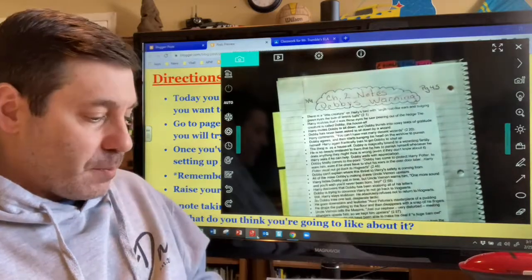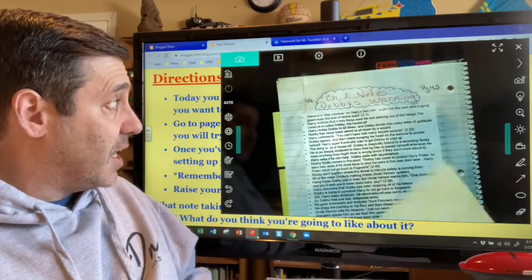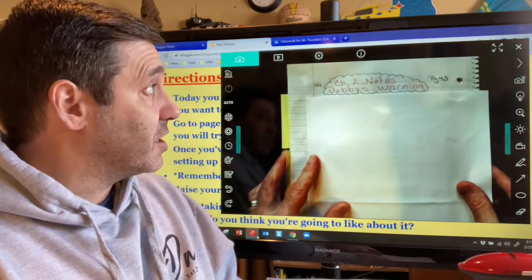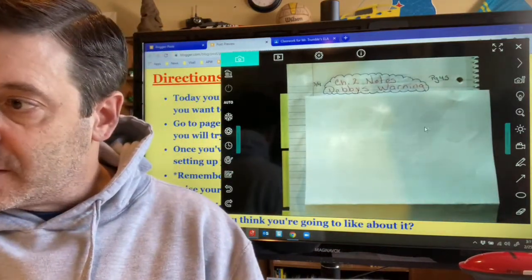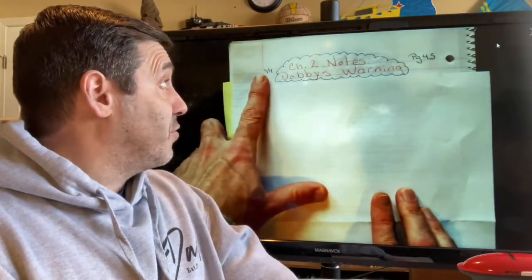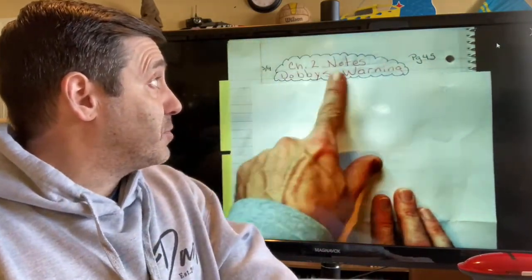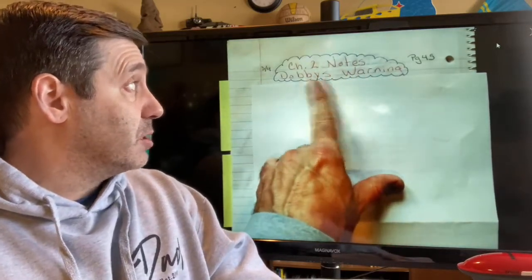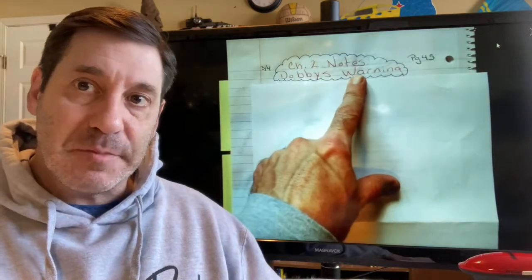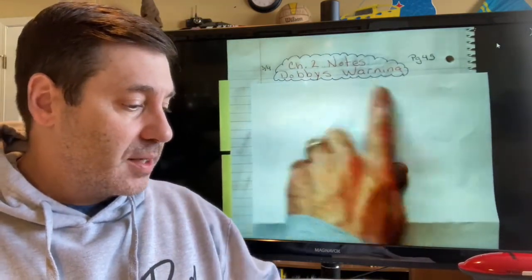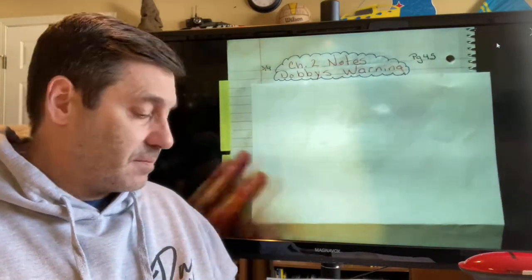Okay, so here, I'm setting up my notebook page. And you can see I've already completed my notes, and I chose to do a list for Chapter 2. But let's look at just the way that we're going to set up our notes. All right, so today's date is March 4th. The title is Chapter 2 Notes. This is Dobby's Warning. We're always going to be making sure we include the chapter names on each one of these pages. So this is Chapter 2 Notes, and this is about Dobby's Warning, and it's page 45.